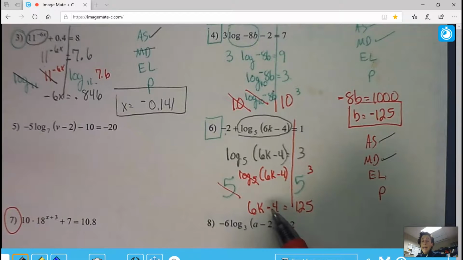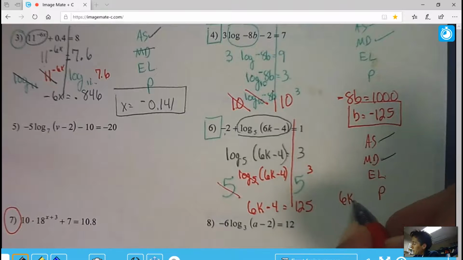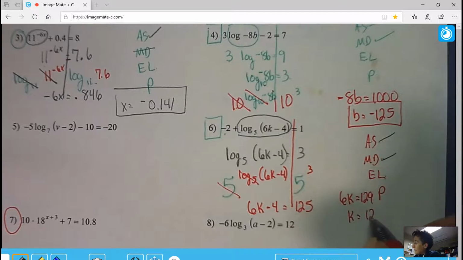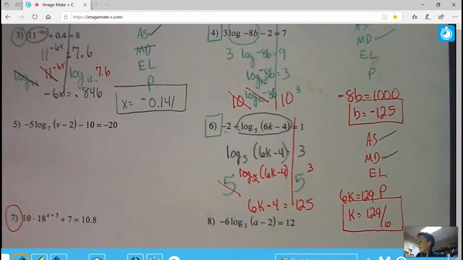So now to get k alone, I'm going to add 4 over, running out of room. And now to get k by itself, I'm just going to divide by 6. So this is one of the ones where maybe I'll just leave it as a fraction because I haven't needed a calculator to do the math, but you're more than welcome to turn it into a decimal. So the ones that will be similar to it are going to be the other ones.